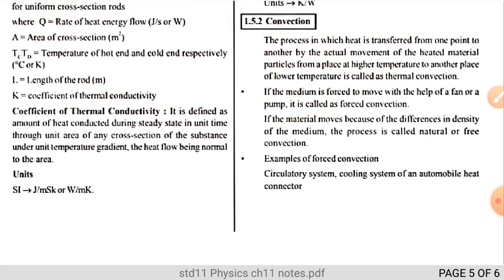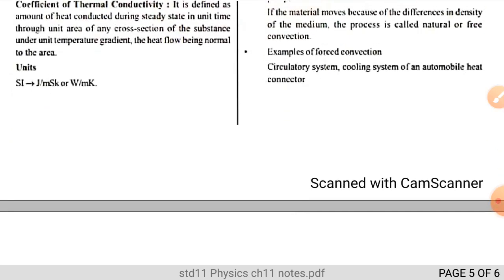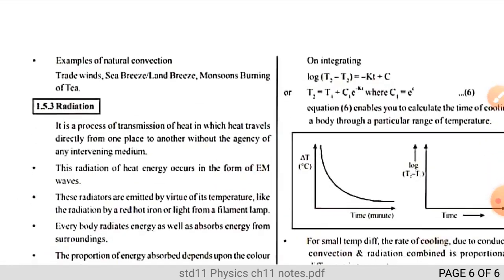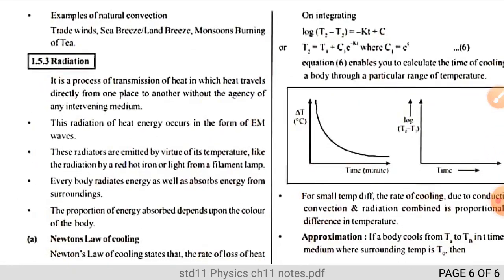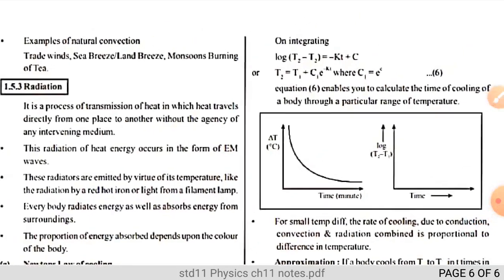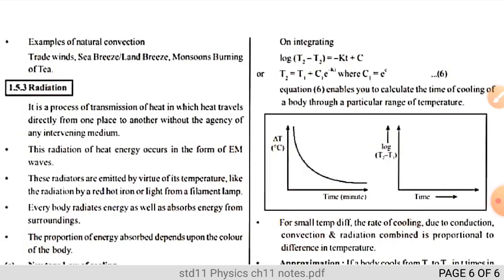So here this motion comes from the difference of temperatures, right? For example, sea breeze and land breeze. So what are sea breeze, land breeze, trade winds, monsoon, burning of a tea? Now I am giving a brief introduction of sea breeze and land breeze, so we can study about this convection, right? See, sea breeze.